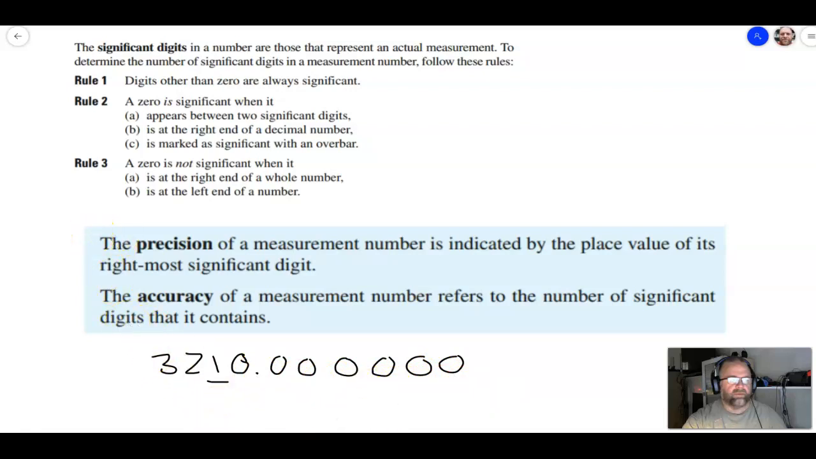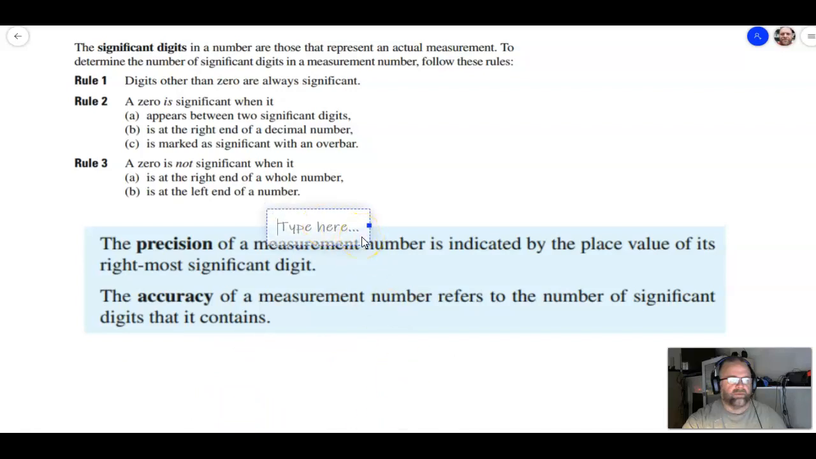So let me give you a value, and I'm going to ask for both its accuracy and its precision. All right, how about 0.00560?